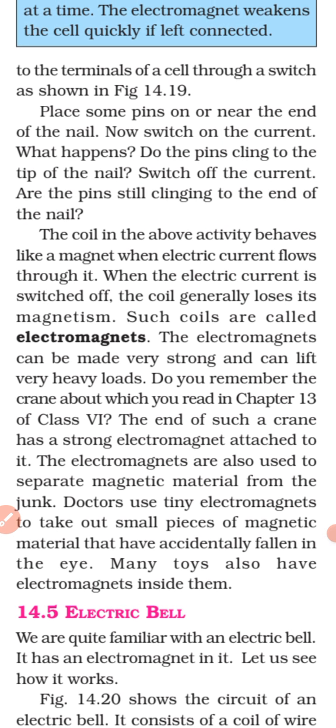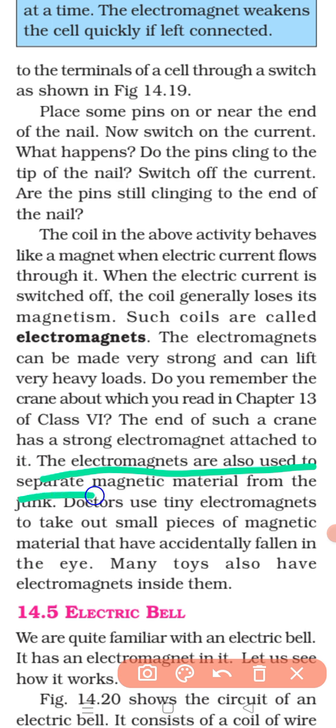It will behave like a magnet, right? So it can lift heavy metallic loads. Electromagnets are also used to separate magnetic materials from junk. Doctors use tiny electromagnets to take out small pieces of magnetic material that may have accidentally fallen in the eye. Many toys also have electromagnets inside them. Okay, clear?